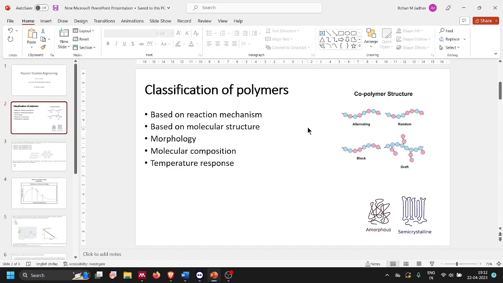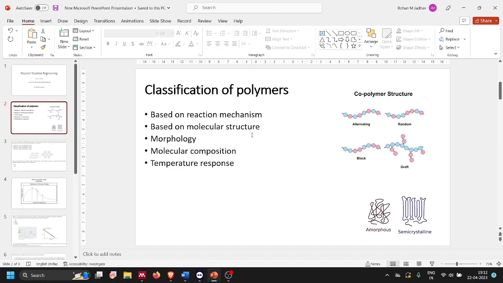Next, we have classification based on the molecular structure. Polymers defined based on molecular structure have several types. First is linear chains. Linear chains contain long straight chains of polymers without any branching. Basically, they are entangled with each other and can have a high degree of crystallinity. So based on that, the linear chains are defined.